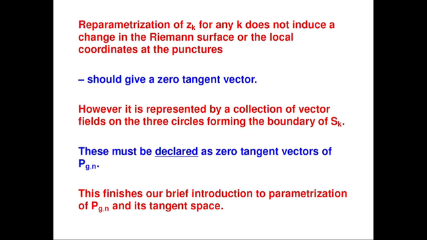So this basically finishes our brief introduction to how to parameterize PGN and its tangent space. As I have already said, this is not a practical way of parameterizing PGN, because this is highly redundant. There are better parameterizations of PGN, but we will just keep this in mind because we will be defining various things in terms of this parameterization. Are there any questions?